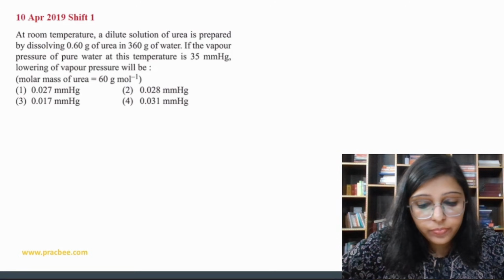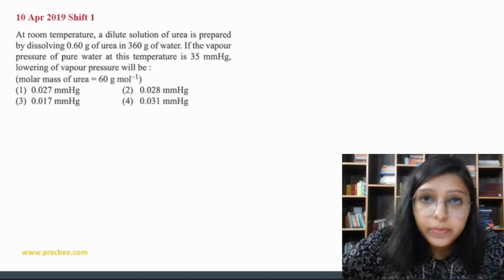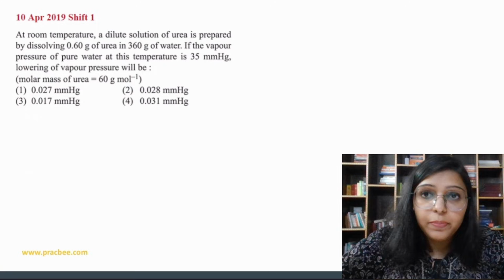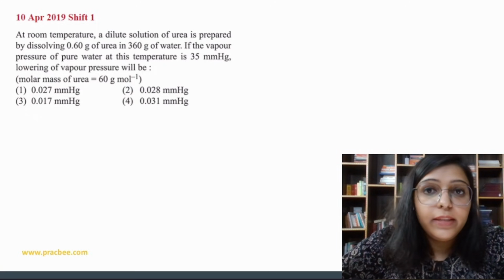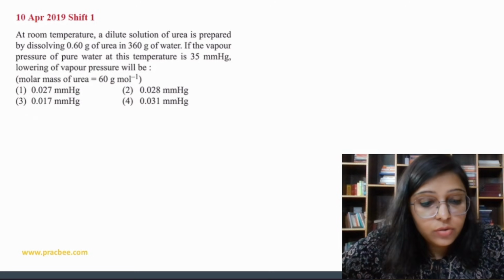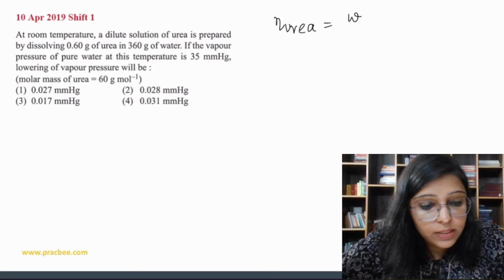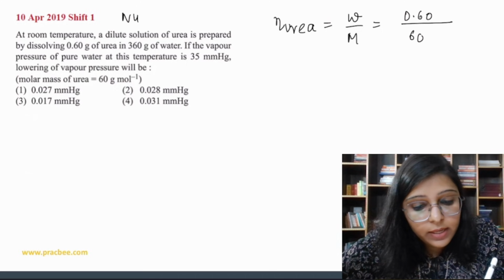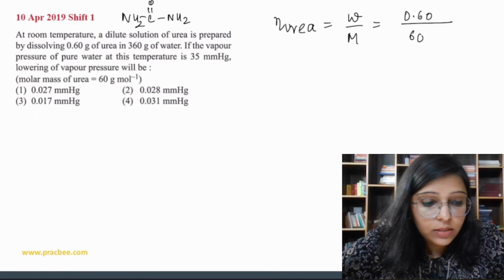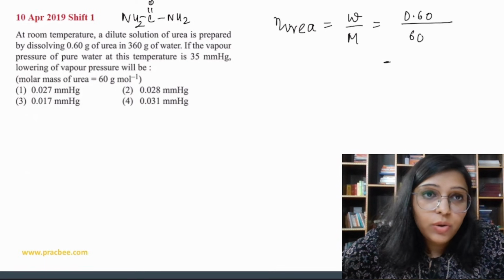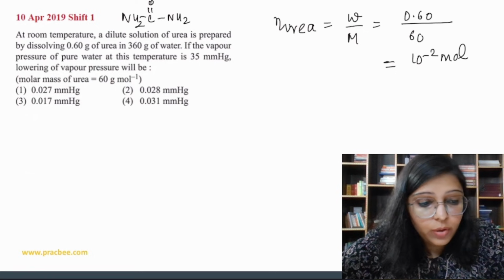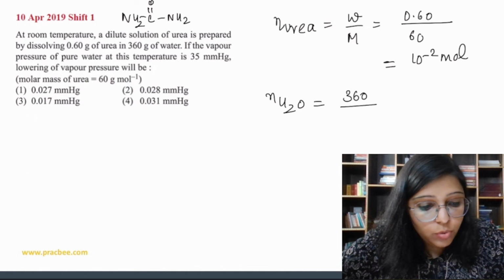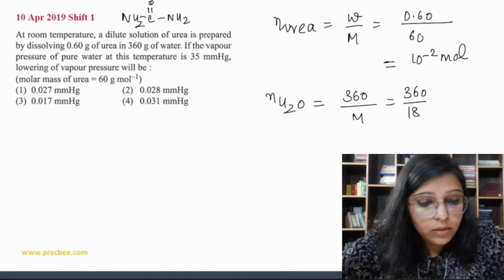Now let's do the next question. Next question says, at room temperature, a dilute solution of urea is prepared by dissolving 0.60 gram of urea in 360 gram of water. So number of moles of urea is given mass upon molar mass. So 0.60 and the molar mass of urea is 60. Urea is NH2, C double bond O, NH2. So molar mass is 60. So here 0.60 upon 60, we get 10 to the power minus 2 mole. Now, number of moles of water is 360 upon 18, which is 20 moles.